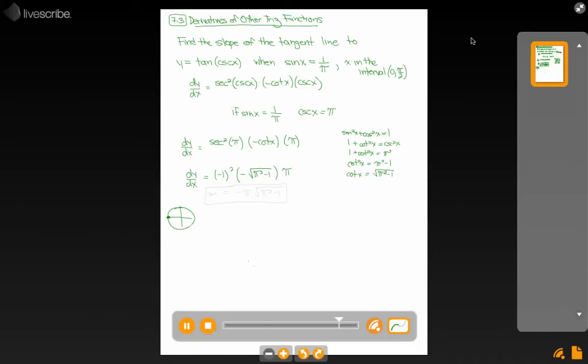So a ridiculous slope, I suppose, but one that we can calculate anyway. Maybe make it look a little bit better, this negative 1 squared goes away. I can say negative pi times the square root of pi squared minus 1 is the slope of our tangent line at that spot in exact value. So notice we never do need to find out what x is, some weird angle. We just need to know some of the trig ratios for it.